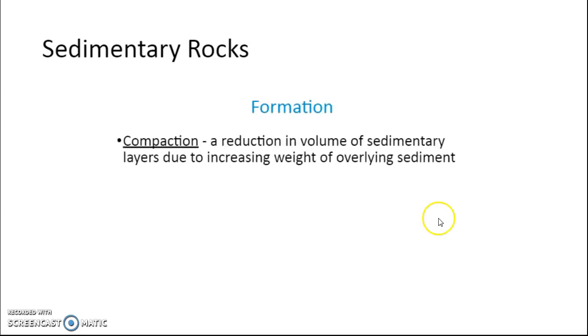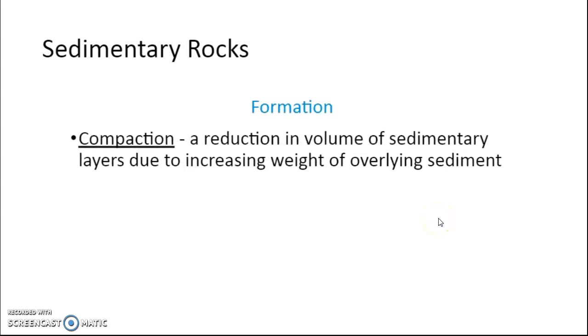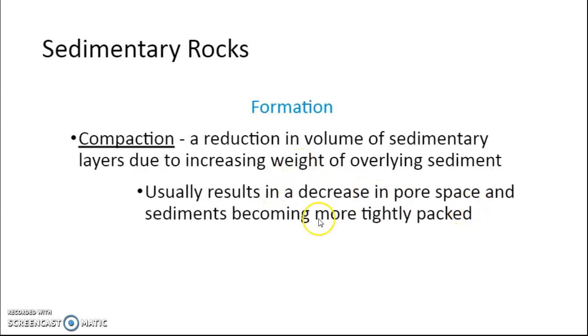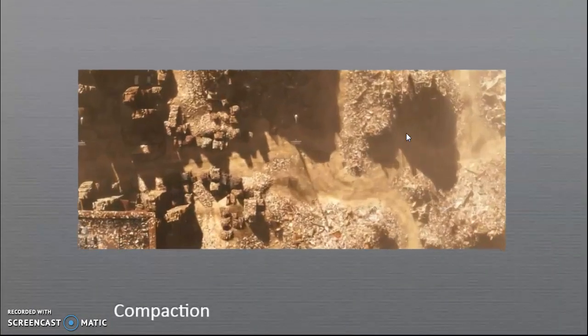We also can get sedimentary rocks formed by compaction. Compaction just means that the layers are sort of squished together because more sediment settles on top of them. And so we usually end up getting what we call a decrease in pore space, or spaces between those particles, and the sediments become more tightly packed. And so here's a couple of what compaction sort of looks like.